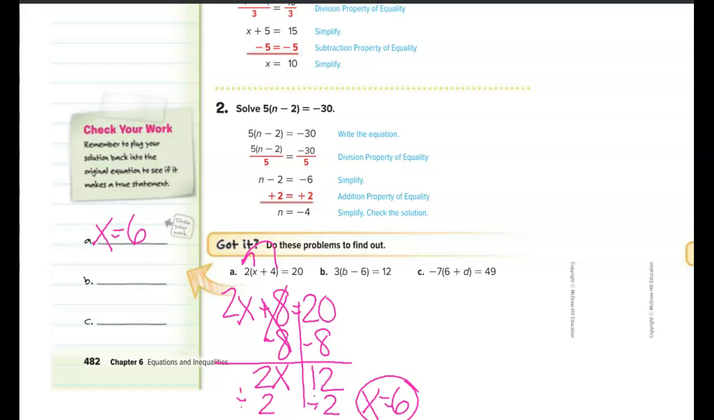For B, I'm going to use the other method. So 3 is multiplied to that parentheses. So in order to get rid of the 3, I would divide by 3. What you do to one side, you always have to do to the other. I would still have B minus 6. And then 12 divided by 3 is 4. It's B minus 6, so in order to get rid of the minus, I would add 6. So then I get B equals 10 for B.